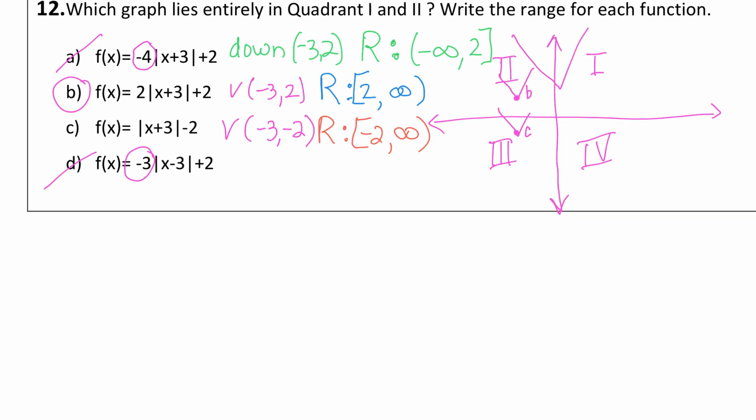The last piece, part D, my vertex is 3, 2. It's opening down, so the bottom of my range is going to be at negative infinity. The top is going to be at 2.